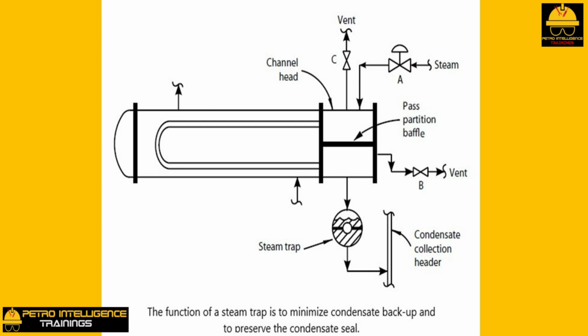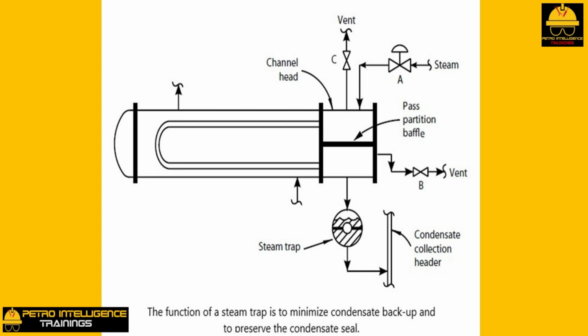There are two problems with the use of the control scheme shown in this picture. First, steam traps are mechanically unreliable. Second, as valve A closes, the pressure in the lower half of the channel head may briefly fall below the frequently unstable pressure in the condensate collection header pipe.